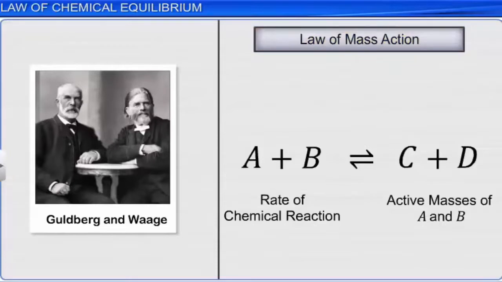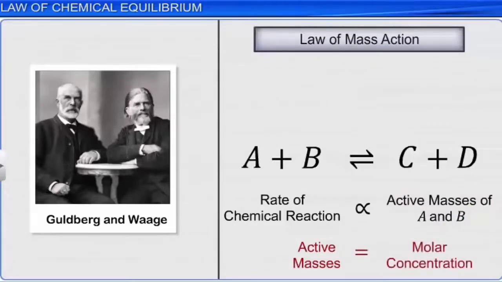According to this law, at any instant, the rate of a chemical reaction at a given temperature is directly proportional to the active masses of the reactants at that instant. The term active masses in present times refers to molar concentration. In the early days of chemistry, concentration was called active mass. Hence, this law is known as the law of mass action.